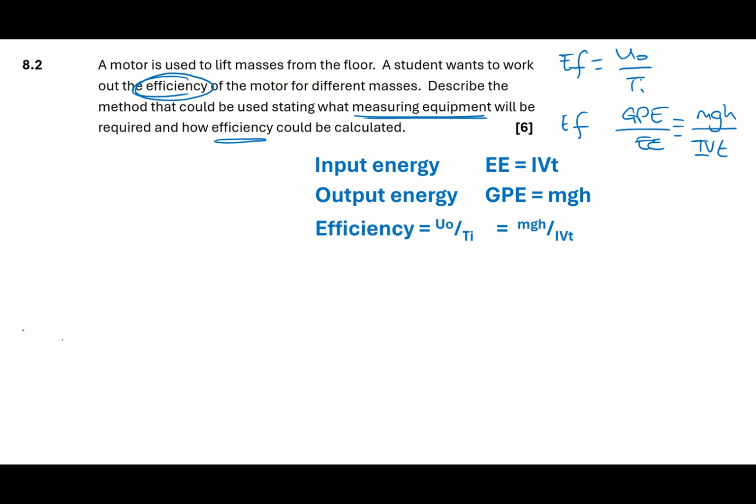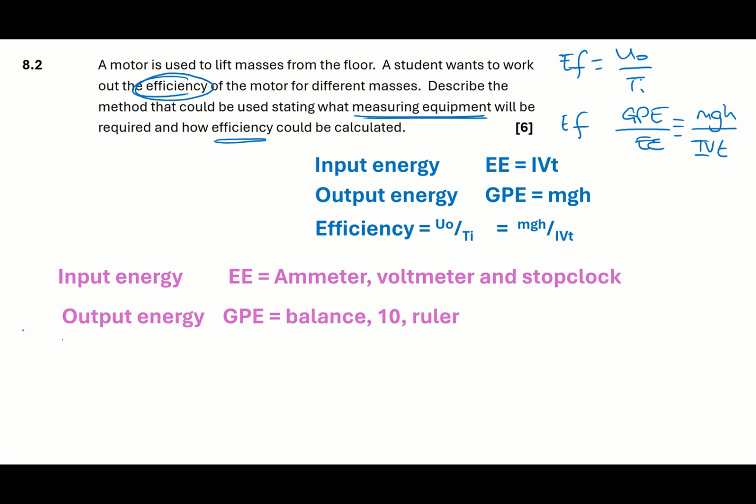The efficiency then is the useful output divided by the total input, so mgh over IVT. And we can see I've got 3 marks already here. So next part, for my input energy, I need an ammeter, a voltmeter, and a stop clock. That's my I, my V, and my T. For my output energy, I need a balance in order to work out the masses. I need the number 10 for gravity on Earth, and I need a meter ruler or ruler.